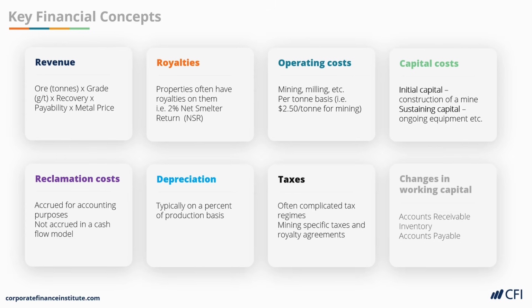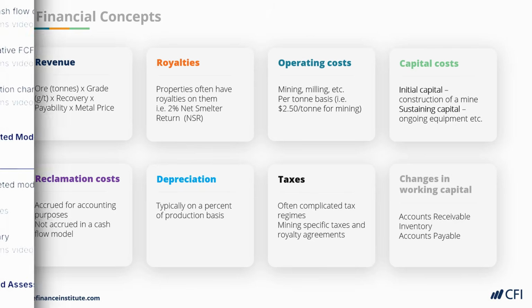Finally, there are the changes in working capital. The three main accounts we're going to model are accounts receivable, inventory, and accounts payable. Once we know the changes in working capital, and combined with all of the other items above, we're able to calculate the annual free cash flow. And that annual free cash flow is going to flow into our discounted cash flow model and allow us to calculate the net present value of a mining asset.